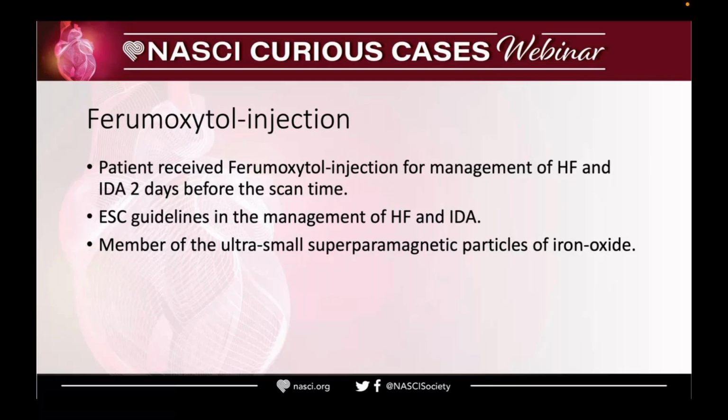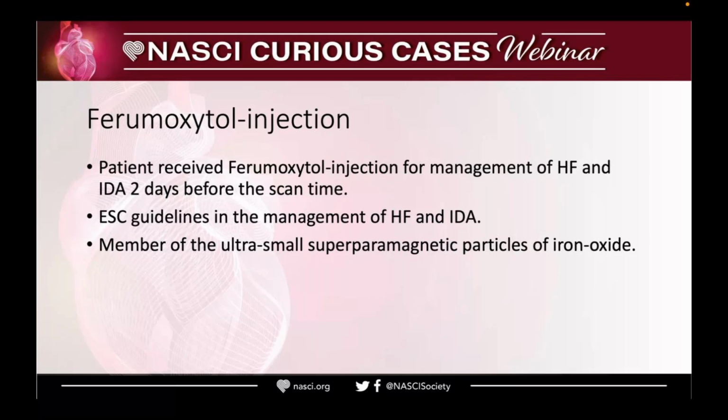So, it is a member of the ultra small superparamagnetic particles of iron oxide, which disrupt the MR magnetic field. And that really explained what we were seeing and why images are disrupted that way. And still, it's used. Just be aware of that.